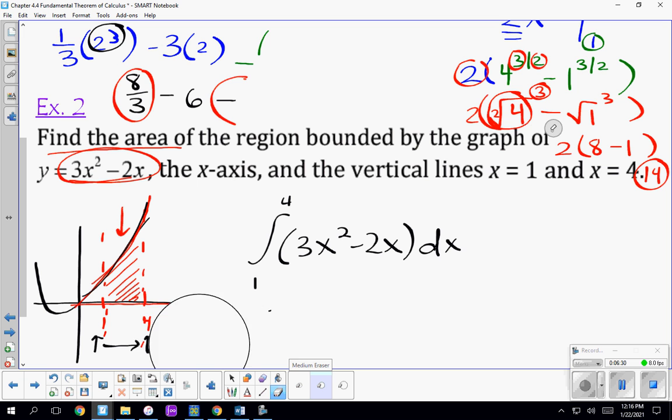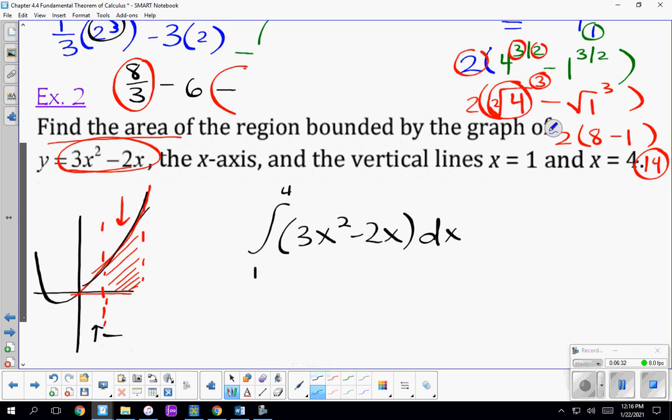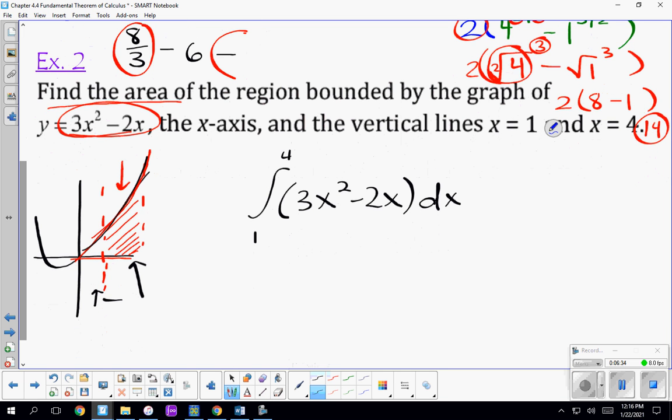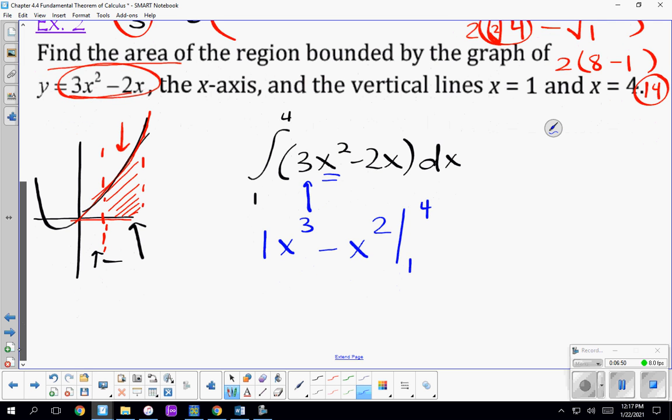And now we're just applying the fundamental theorem of calculus. And it's going to give us the area of this kind of trapezoidal looking shape. So when we integrate, again, we're going to add 1 to the exponent. We're going to divide, so we get a coefficient of 1. Here we get x squared. When we divide, we get a coefficient of -1. And I'm going to evaluate that from 1 to 4.